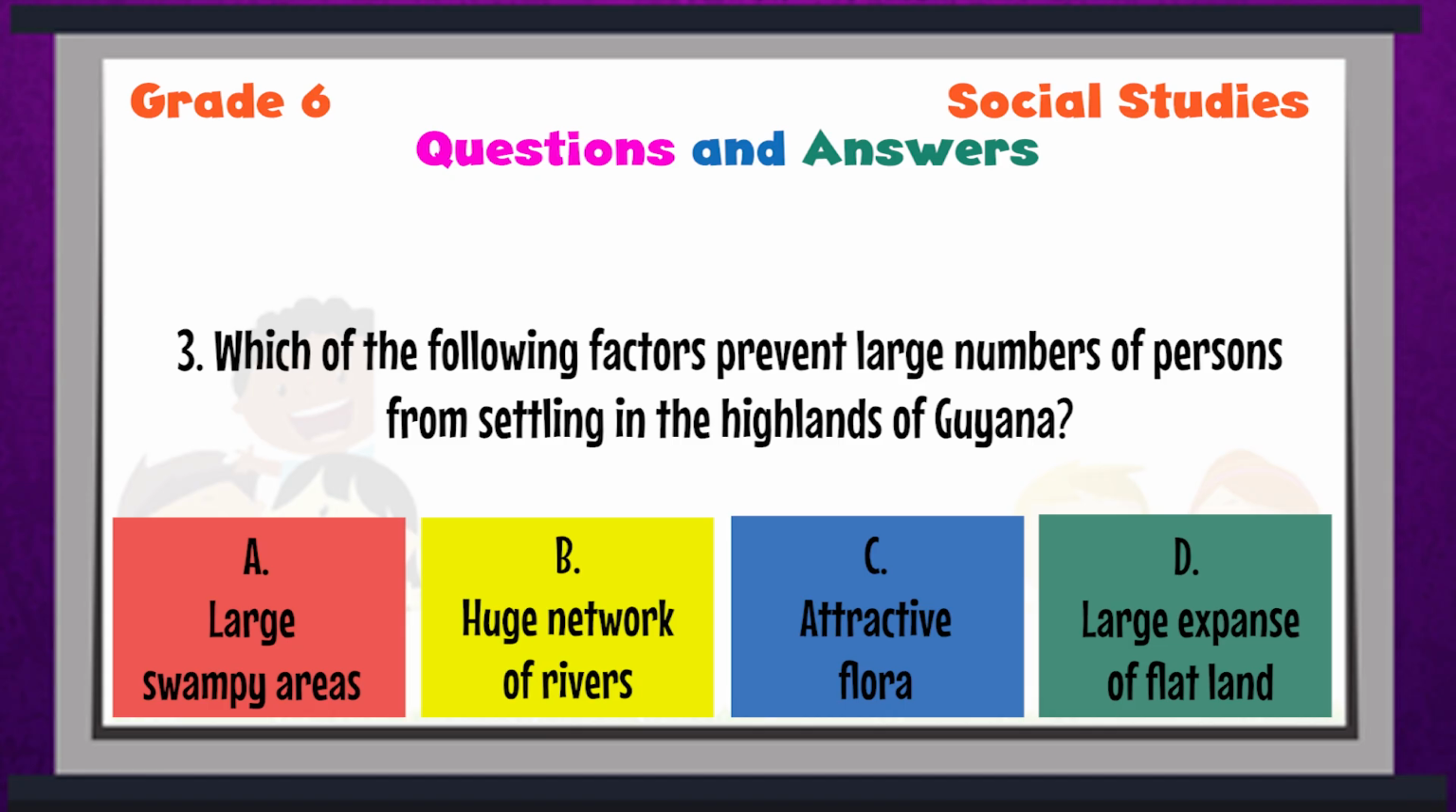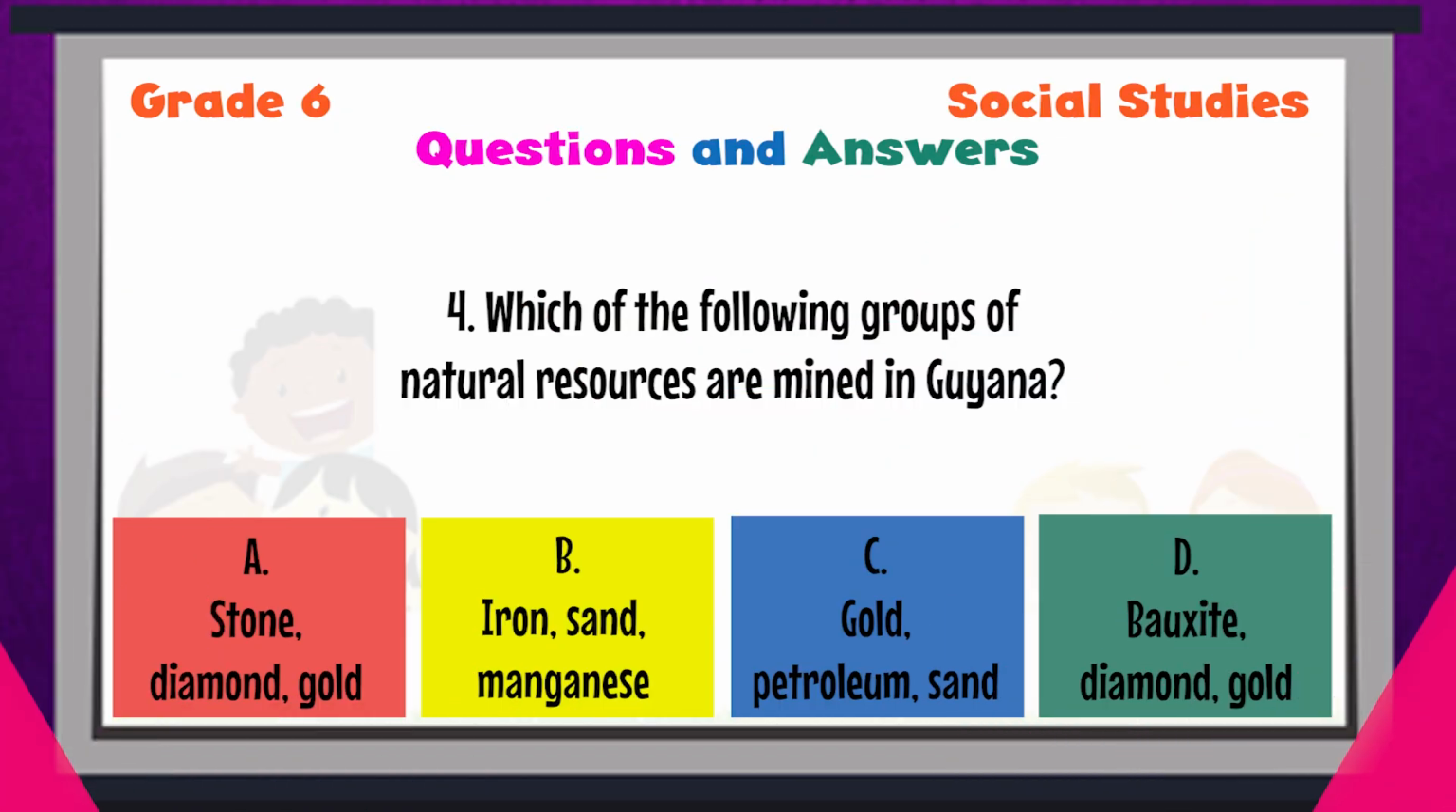Question 4. Which of the following groups of natural resources are mined in Guyana? A, B, C, or D?